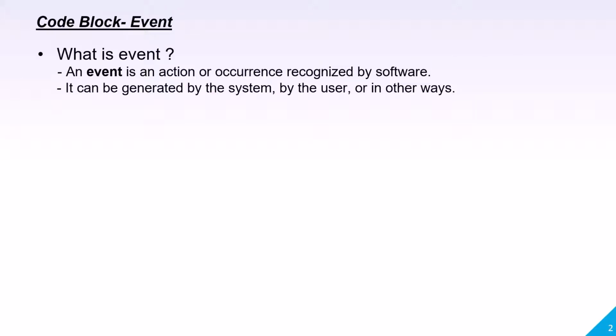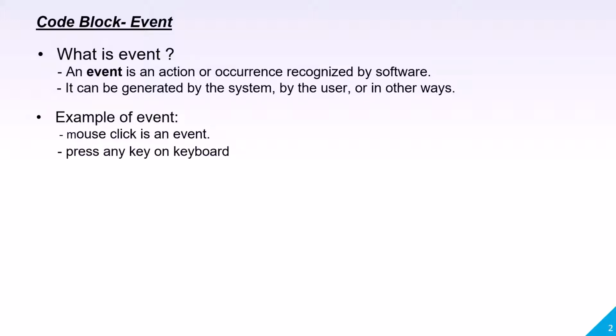What is an event? An event is an action or occurrence recognized by software. It can be generated by the system or by the user or in other ways. For example, a mouse click is an event. So it's generating a mouse click event. If you press any key on the keyboard, then it will generate a hardware event and the program associated to that particular hardware can recognize it. Now we have learned what is event.